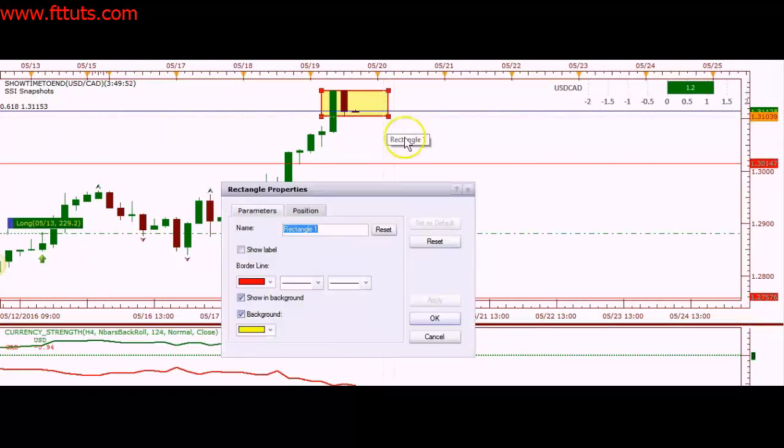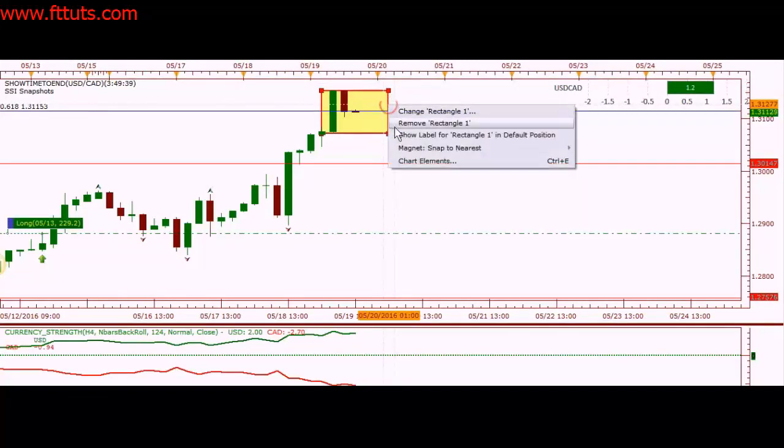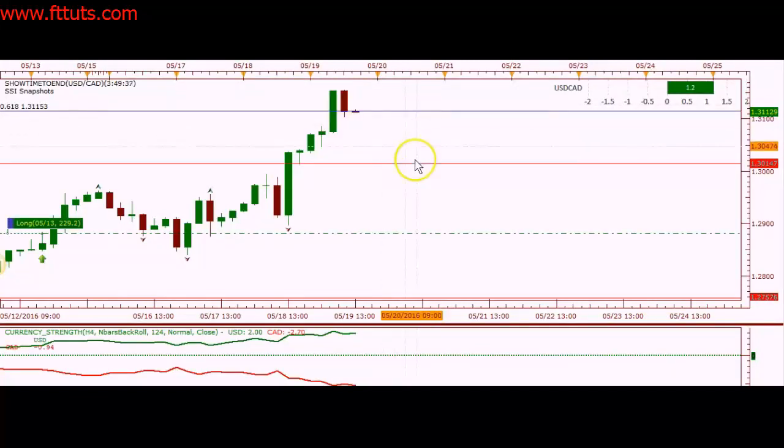Okay, but here we are boxed in currently. So basically we can see this level. We really want to violate that level to the upside, and we trade to the upside. So that's boxed in there. All right, so let's look at a couple more.